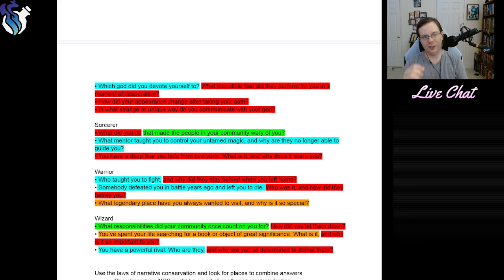How did your appearance change after taking your oath? For this, I really like when characters try to think about a physical change that represents some intention, some attitude, some experience, some way in which they were kind of emotionally marked by what has happened. If you want to just focus on here's a cool aesthetic thing for my character, I think that's fine.